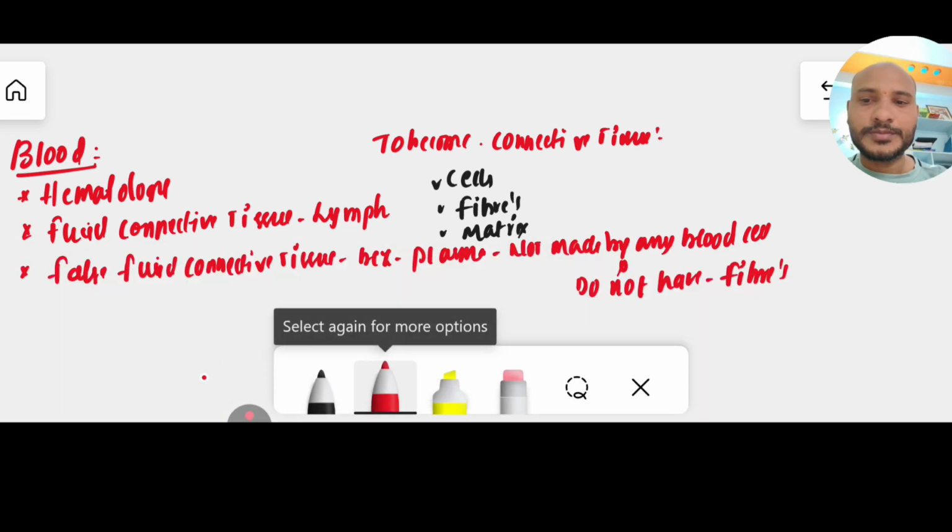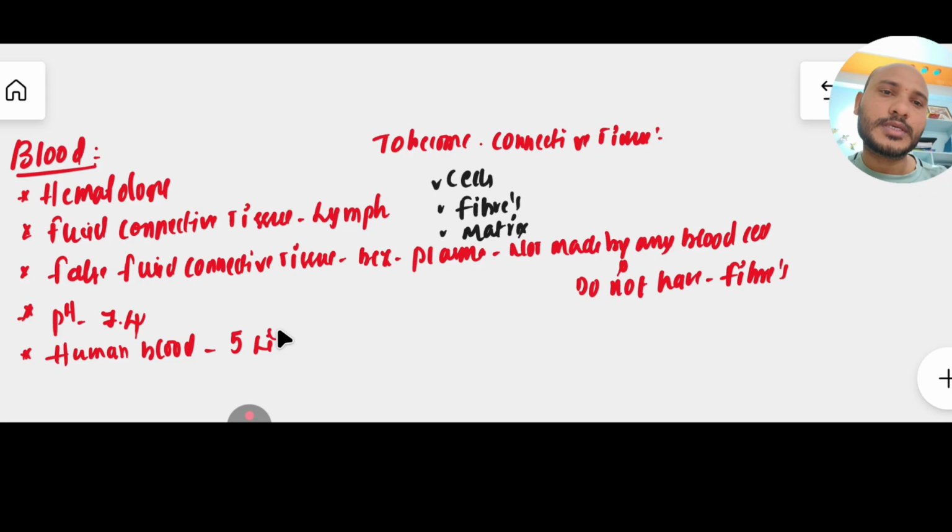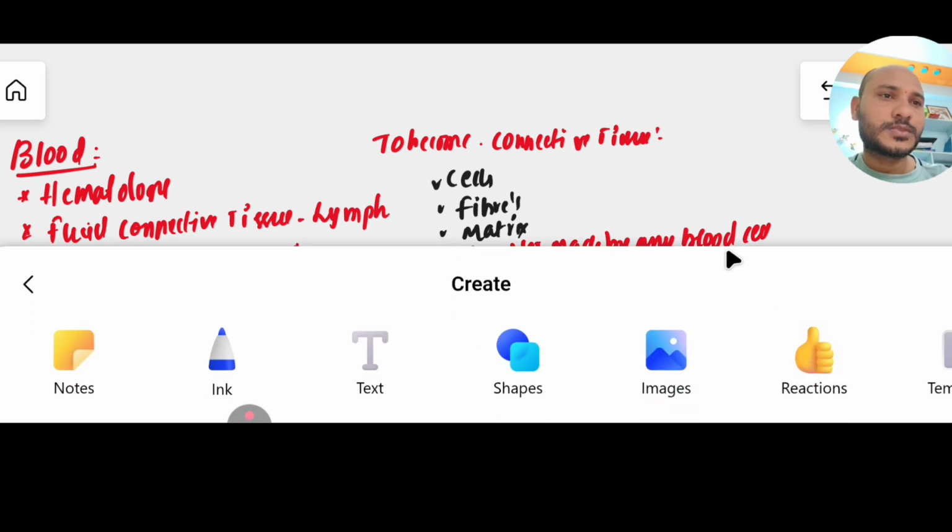Now coming to the pH of blood. The pH of blood is 7.4, and human blood is approximately 5 liters in volume. So this is about blood in general.